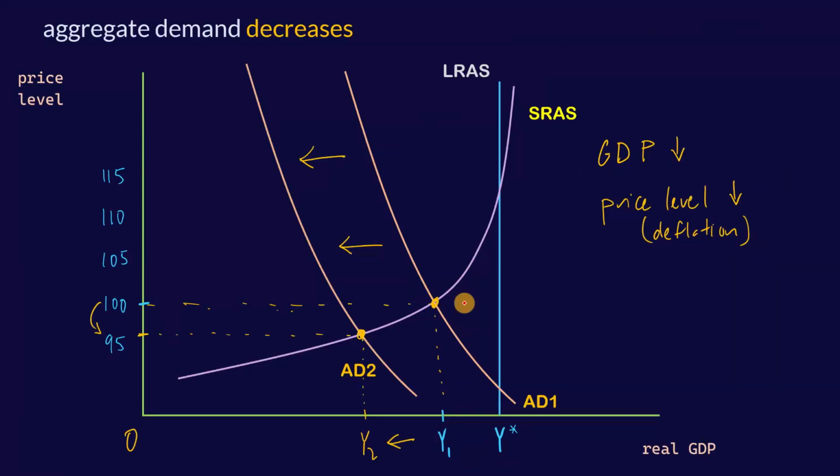Okay, and then finally, we were at this point here, we had some cyclical unemployment. Now we're all the way over here, so we have even more cyclical unemployment. So unemployment is going to rise when aggregate demand decreases.